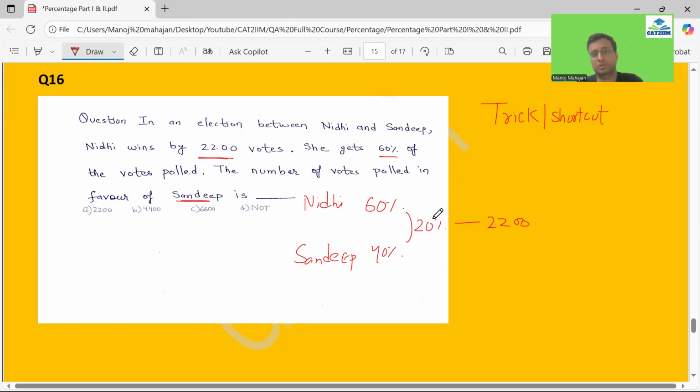So what I have to do is, 20% is 2200. Simple. Sandeep got 40%, so the trick is double of this. You know that 20% is 2200, so 40% would be nothing but 4400. So this is my answer, option number B. If they would have asked for Nidhi, 60%, I would have calculated by multiplying with 3. If total votes, then 20% is 2200, I would have calculated 100% by multiplying with 5, because 20 into 5 would give me 100%. So 2200 into 5, I have to do it.